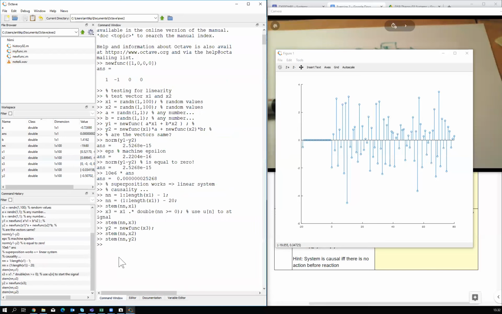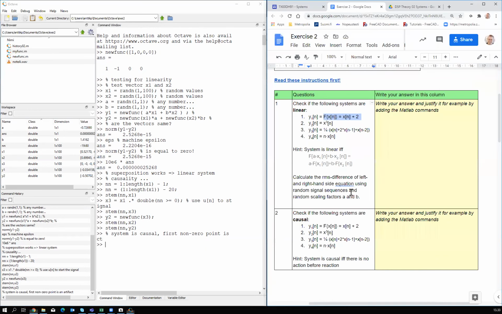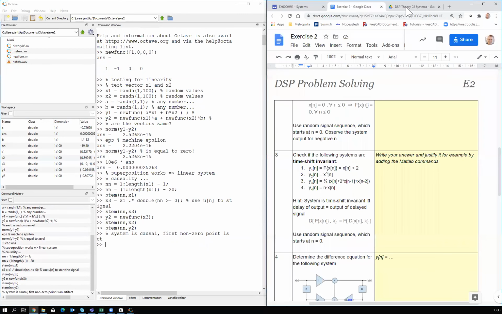So the system is also causal, since there's only that artifact before the signal starts. The signal started at 0.0 and that one is the artifact. Okay, good. So the system is also causal. That's nice. Next, we have the time shift invariance.